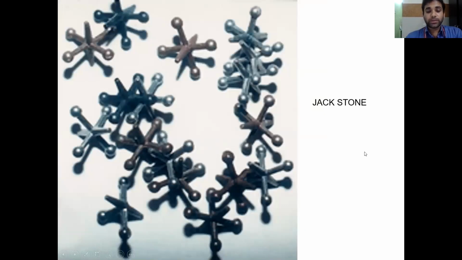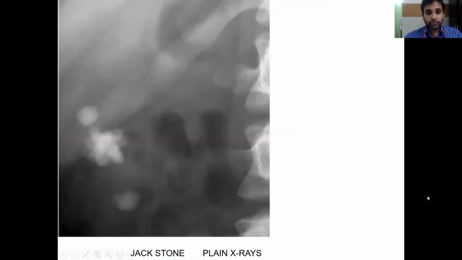Now, next one is Jackstone calculus. It's a plain X-ray that shows radiopaque stones in the right kidney. This is a typical appearance of Jackstone calculus. This is a close-up view. The plain X-ray KUB shows Jackstone calculus.